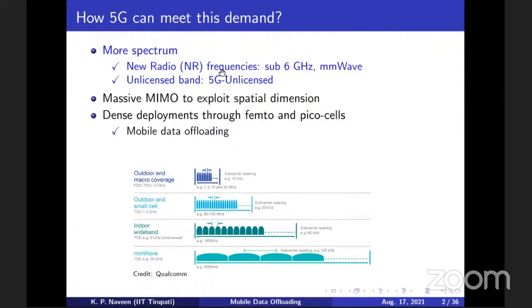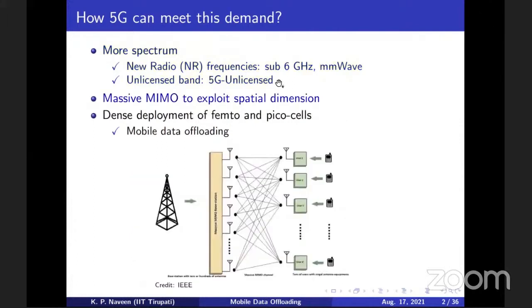In addition to this, there is also an opportunity for the operators to use the unlicensed band, right? Just like LTE unlicensed, we can also talk about 5G unlicensed. Here, in an opportunistic fashion, the cellular operators can start transmission, particularly in the Wi-Fi band. Now, the other approach which 5G employs is to exploit the spatial dimension.